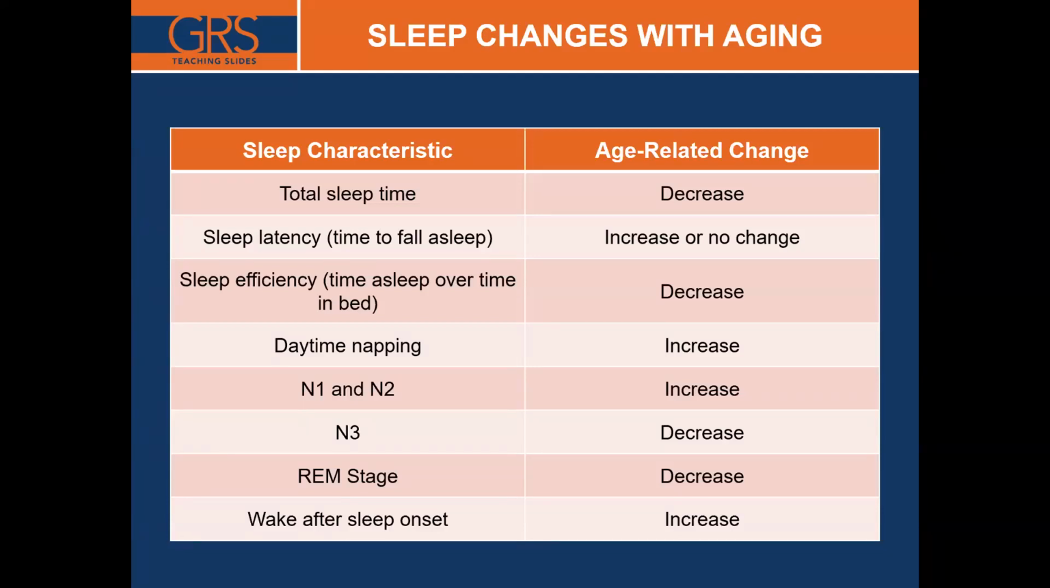So overall, as we get older, we're less resilient to sleep changes and disruptions to our sleep, because more of our time is spent in N1, N2 light sleep.